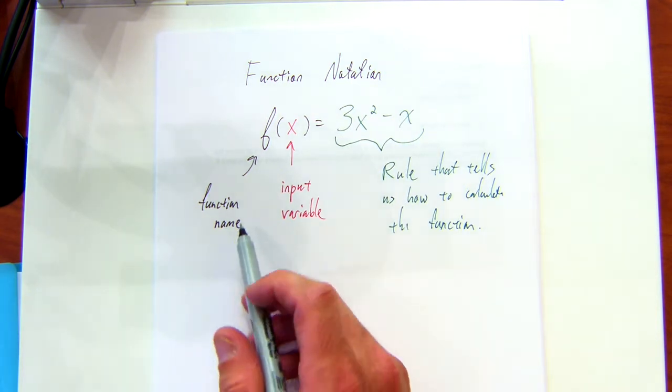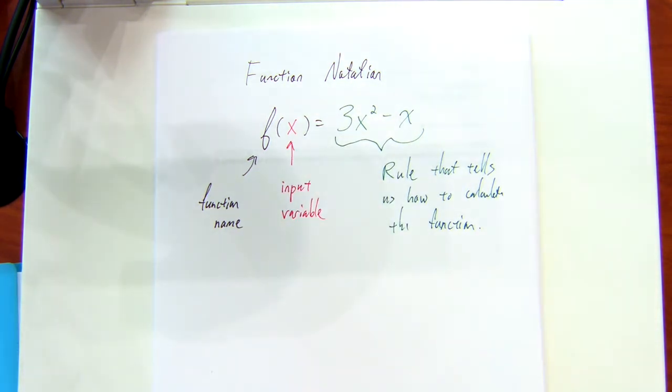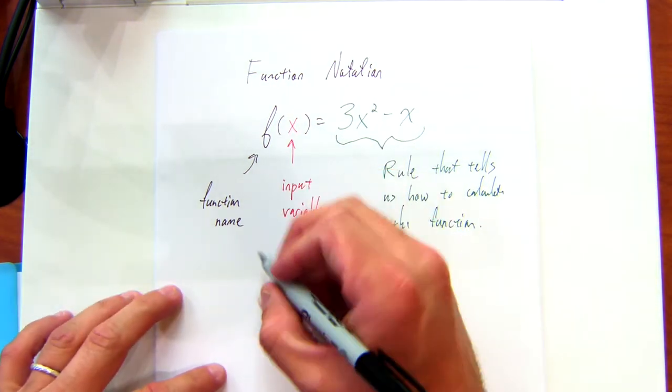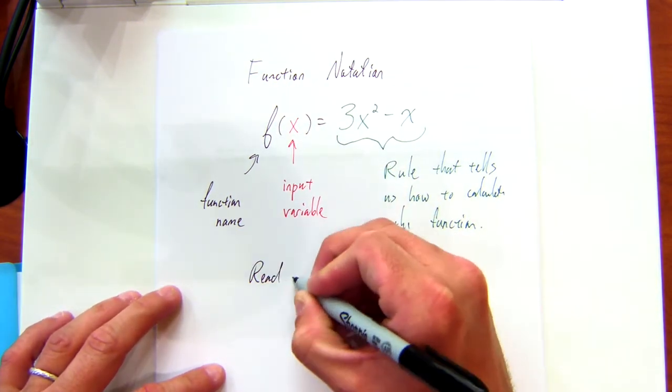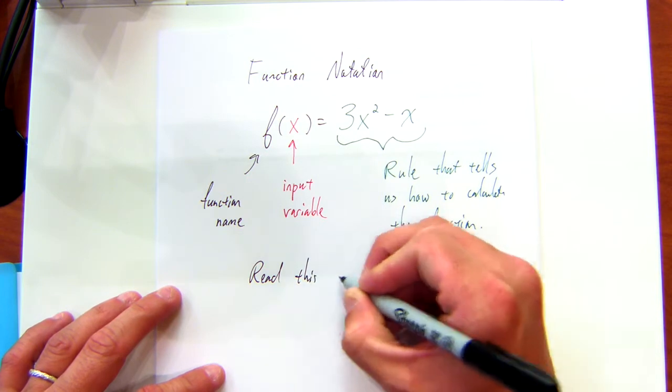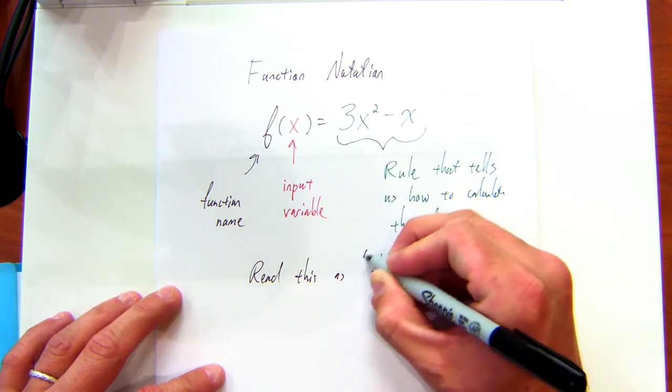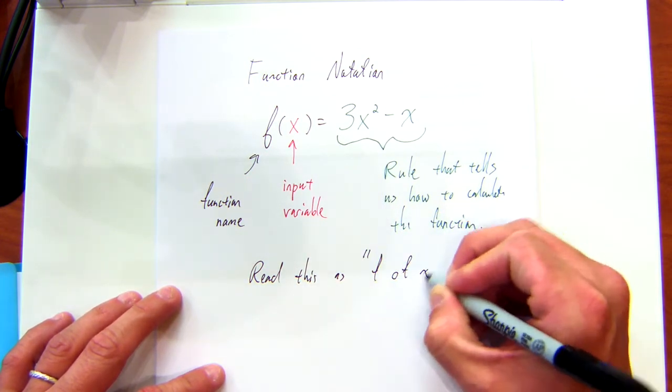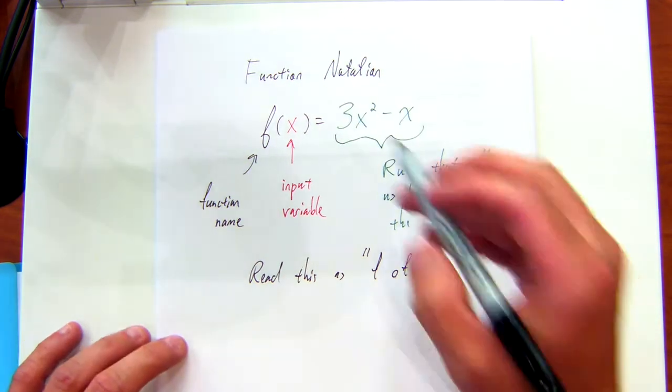Now, the function doesn't have to be f. We could have functions like g, and we'd have g of x. So you would read this as f of x.